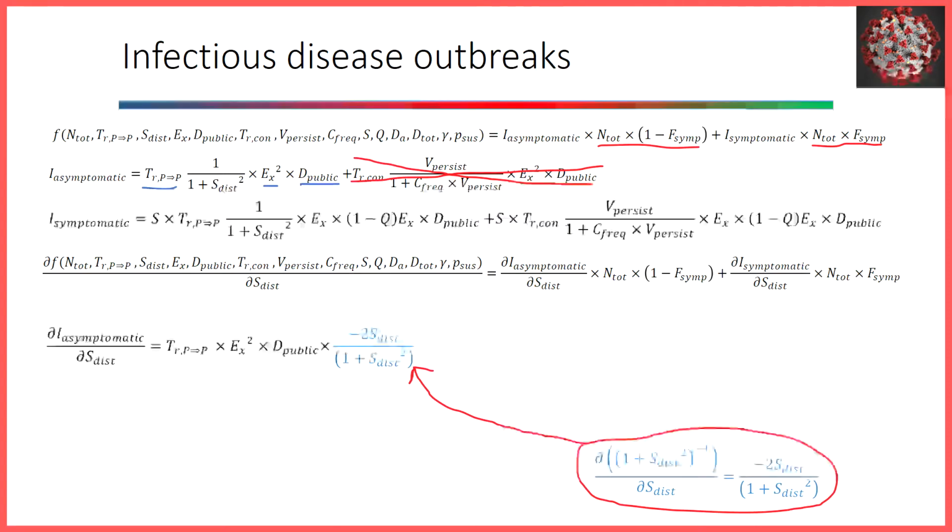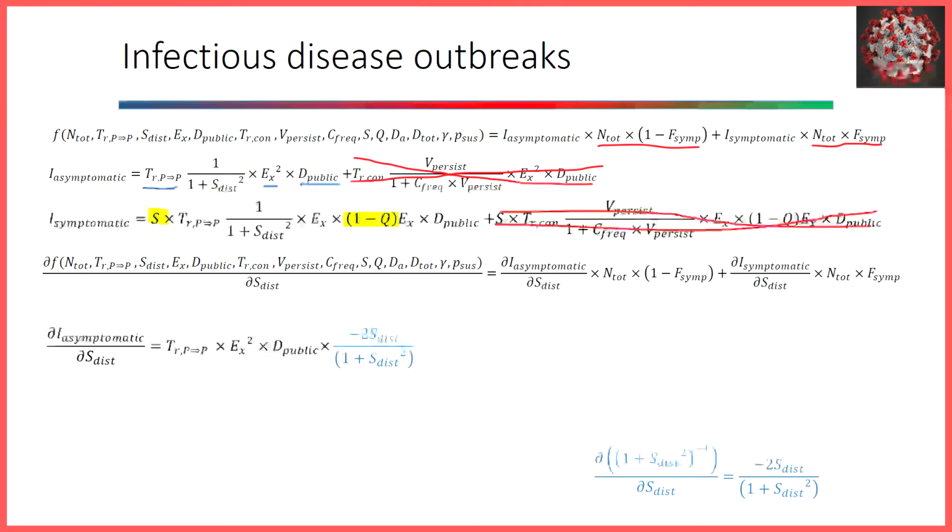All right, next let's look at the equation for I symptomatic. Again, we can just cross out the second half because s dist is not in the second half. Now you should notice that the rest of the equation is really very similar to the equation for I asymptomatic, except that we have a couple extra constants in there, specifically s and 1 minus q. So it should be really clear that the equation for the partial derivative of I symptomatic with respect to s dist is equal to the partial derivative of I asymptomatic, except that we need to multiply by s and replace ex squared with ex times 1 minus q times ex.